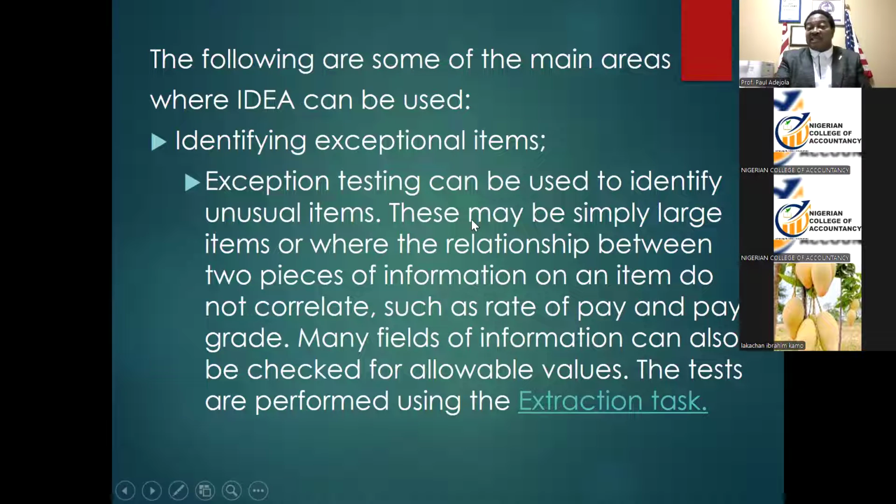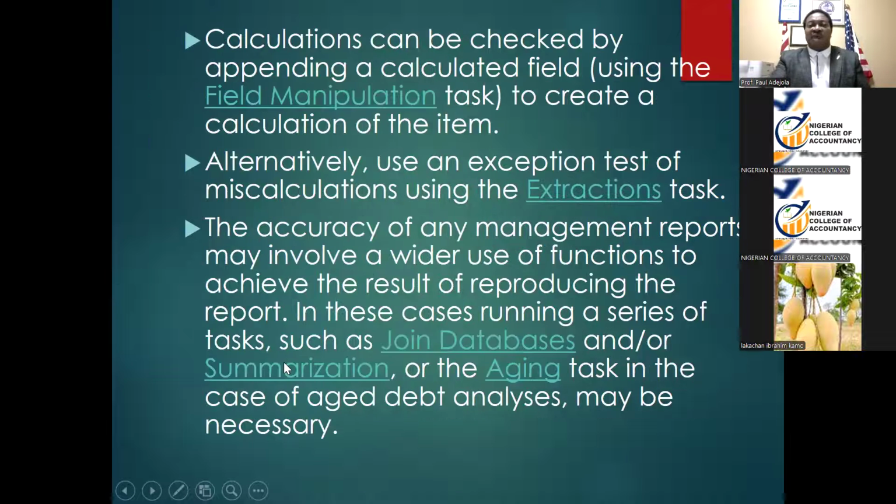Manipulations. So exceptional items. This may be simply large items, or where the relationship between two pieces of information on an item does not correlate, such as rate of pay and pay grade. I just mentioned this now. Many pieces of information can also be checked for allowable values. Calculations can be checked by appending a calculated field using field manipulation. Alternatively, use an exception test of miscalculation using the extraction task. See some of these things.